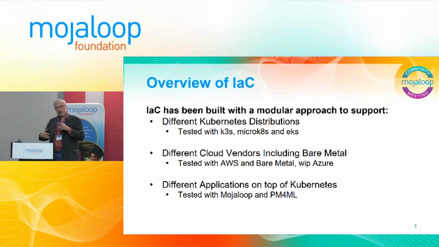The second modularity is cloud vendors, and I'll say bare metal in the same category. So cloud vendors for infrastructure as well as bare metal. We want to support those in a modular way that will allow a different vendor to just create the module for their cloud vendor, for their cloud infrastructure. And that's decoupling the rest of the infrastructure as code from what it's being deployed on.